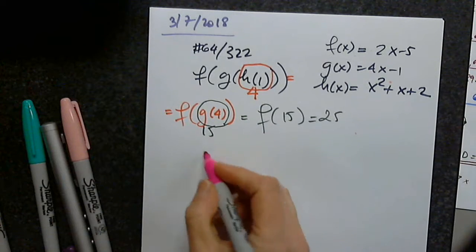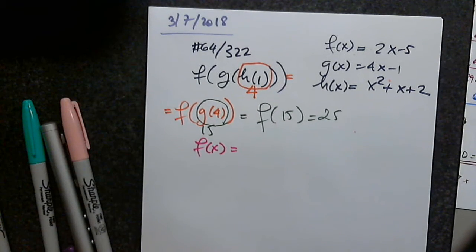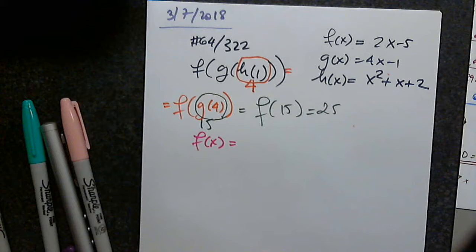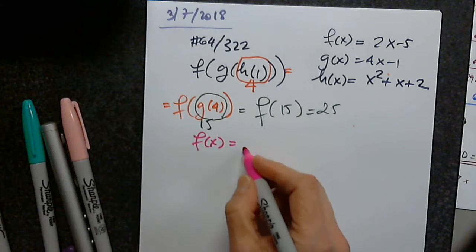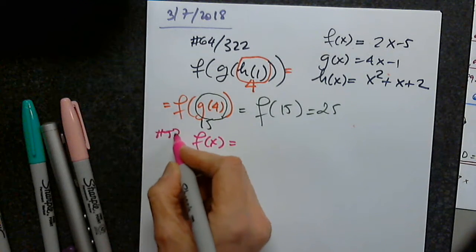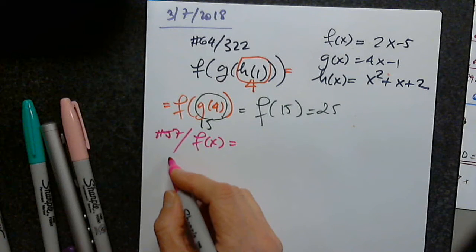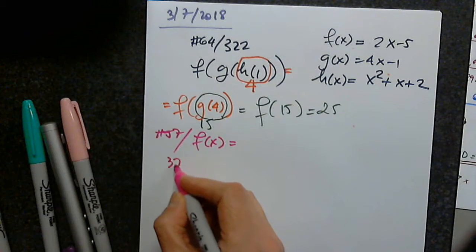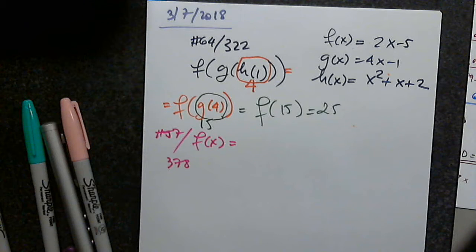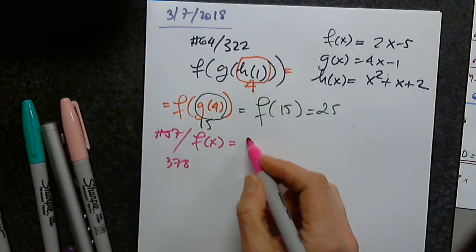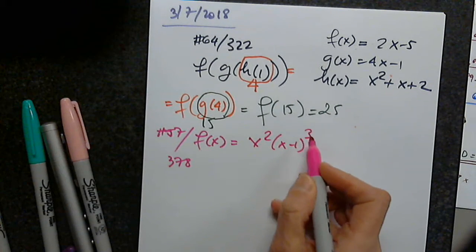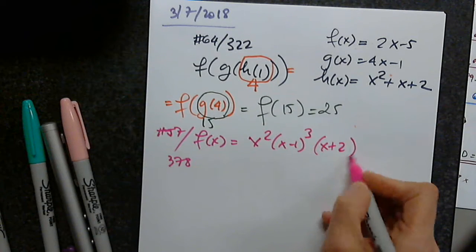Yes, I'm ready. Which function is that? 57 on page 378. Okay, 378, 57. I see it. F of x equals x squared, x minus 1 to the third, times x plus 2.